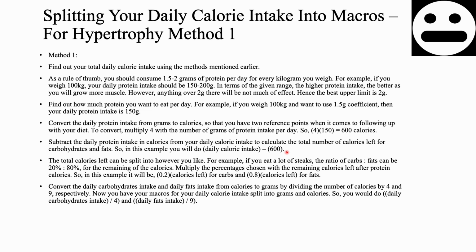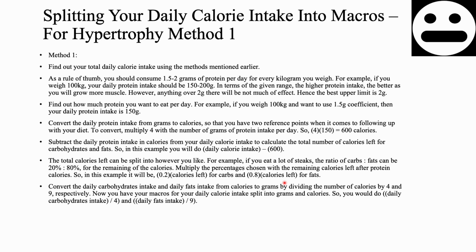Okay? The total calories left can be split however you like. For example, if you eat a lot of steaks, the ratio of carbs to fats can be 20% to 80%, as steaks can have a lot of fat. So, multiply the percentages chosen with the remaining calories left after protein calories. For example, 0.2 times calories left and 0.8 times calories left. And yeah, that is pretty much it. That's all done. And you will get the numbers in calories.